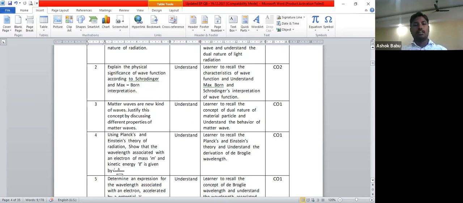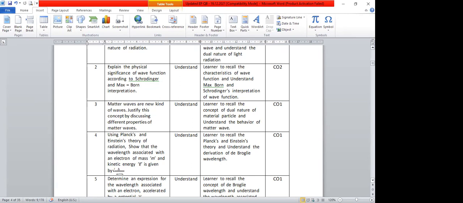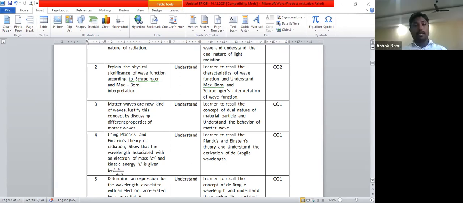What is the Einstein mass-energy equation? From Einstein's theory, E equals mc square. By comparing the two equations, we get the equation for lambda equals h by m into v. So after that, we are going to substitute m into v.